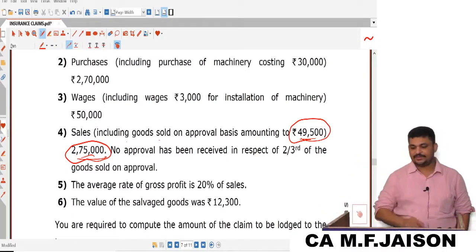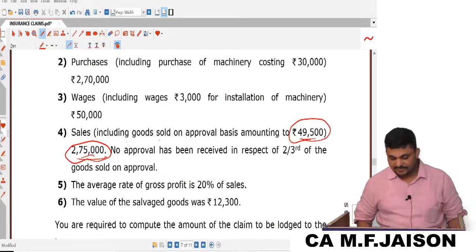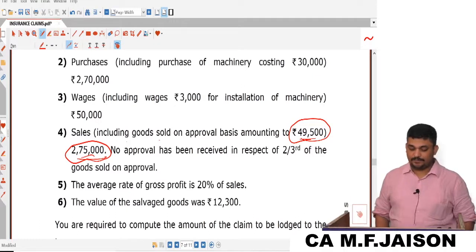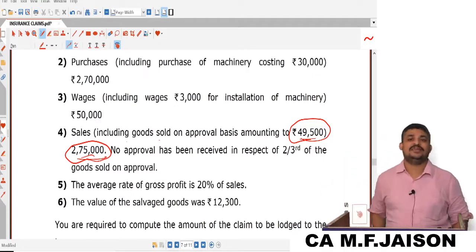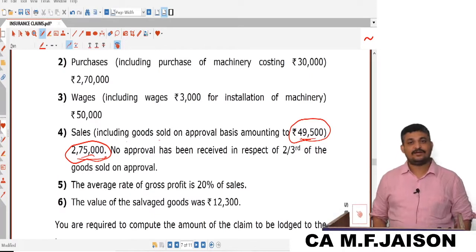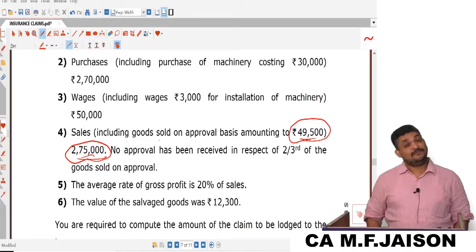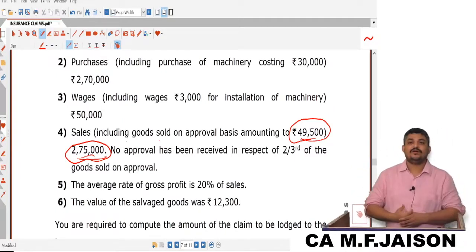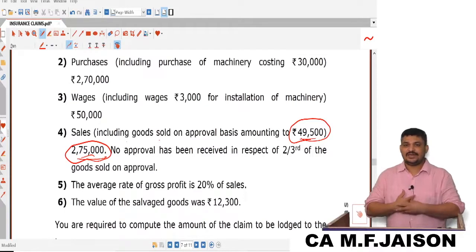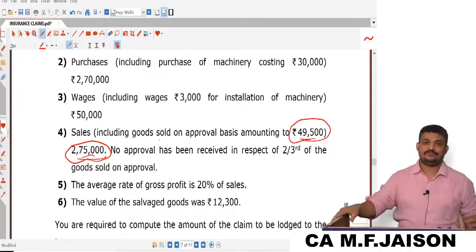So, please understand, out of 49,500, for 2/3 of the goods sold on approval, they have not given the approval. Which means, is it sales or not sales? Not sales. 2/3 of 49,500 is not sales. Which means the remaining part of the information also you should construe. What should you construe here? You should understand that 1/3 is approved.